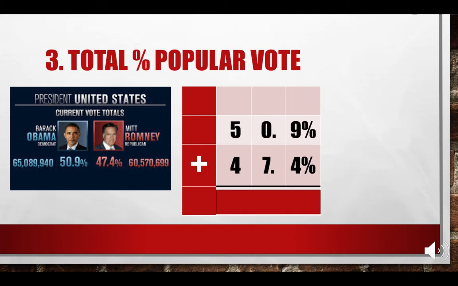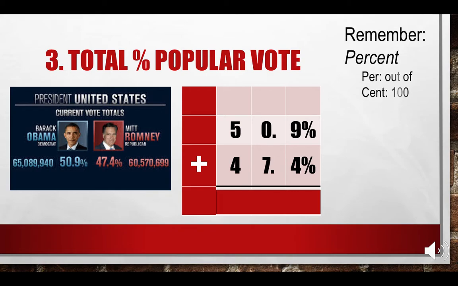Another way to maybe see how close this vote was is to look at it in percentages. So let's take a look. On number 3, the total percent of the popular vote was 50.9% of the votes went to Barack Obama, and 47.4% of the votes went to Mitt Romney. Now remember, per means out of, and cent means 100. So out of 100 people.